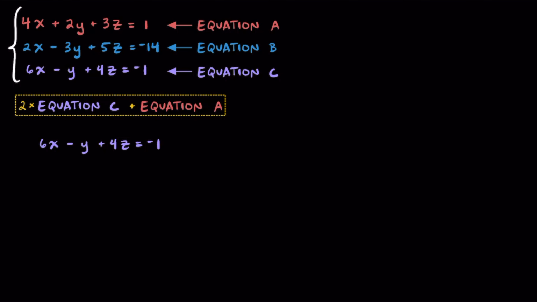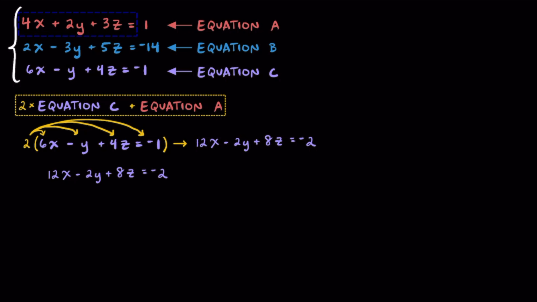So here's equation C, and let's multiply the entire thing by 2 or distribute 2 to each term of the equation. When we do so, we end up with 12x minus 2y plus 8z equals negative 2. Let's take a look at this new version of equation C and compare it side by side with equation A. By multiplying equation C by 2, notice how the coefficients for the y terms are opposites. If we add these 2 equations together, these y terms are going to be eliminated.